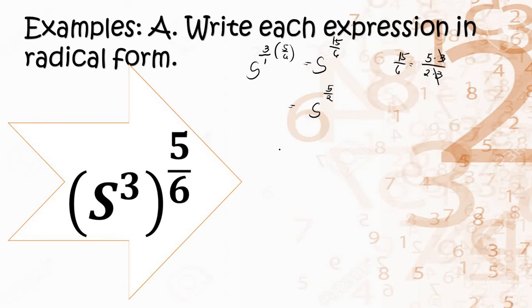Let's rewrite it into radical form. Write the radical sign first. The base s will be the radicand. Next, the numerator of the exponent goes inside, so s raised to the 5th power, while the denominator of your exponent goes outside. Since it is 2, there is no need to write it because it is read as the square root. The index of a square root is automatically 2.